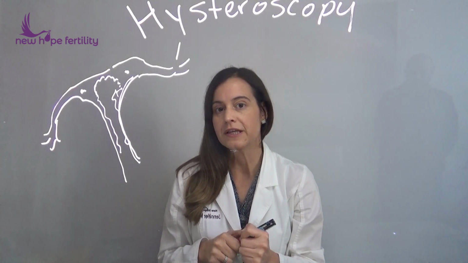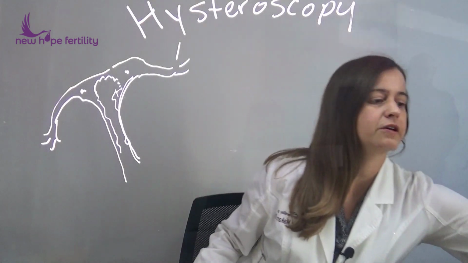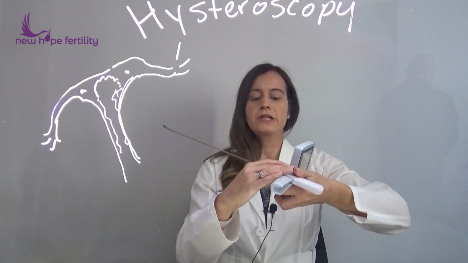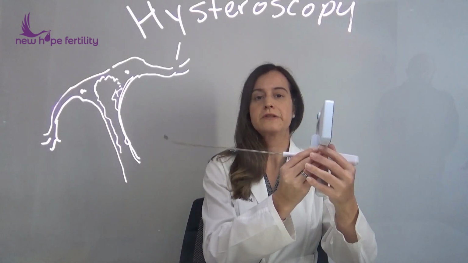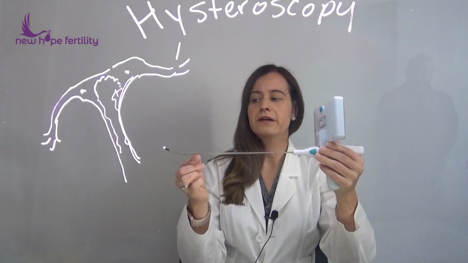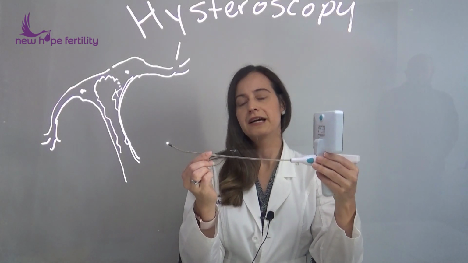So one way to do this is to actually put a camera through the uterus. So let me show you how that looks here. So there's this type of camera. This is one we can do in the office. It's a flexible hysteroscope, and it's actually a little camera here. You can see here, and here's the screen, and this is a handheld device.